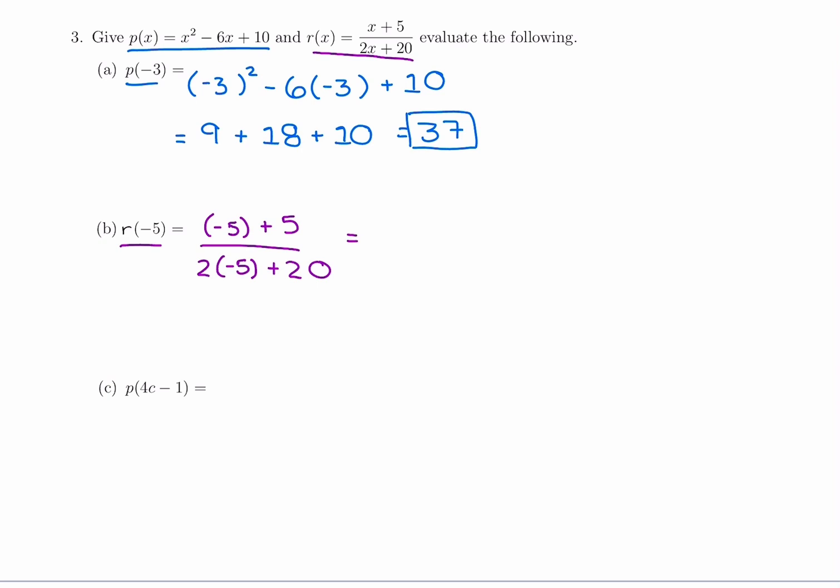In the top I have -5 plus 5, which is 0. In the bottom I have 2 times -5 is -10 plus 20. 20 minus 10 is 10. 0 divided by anything is just 0.